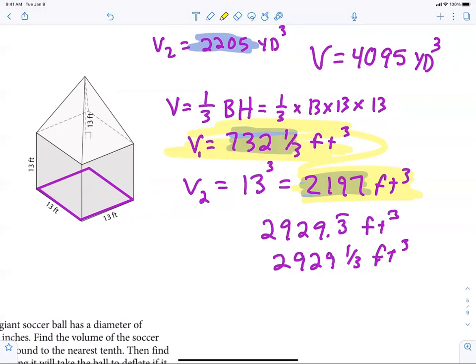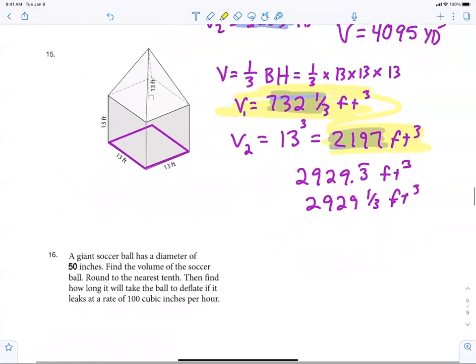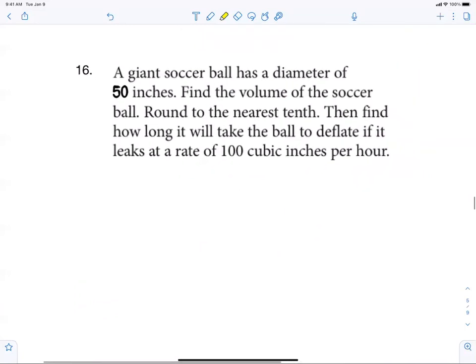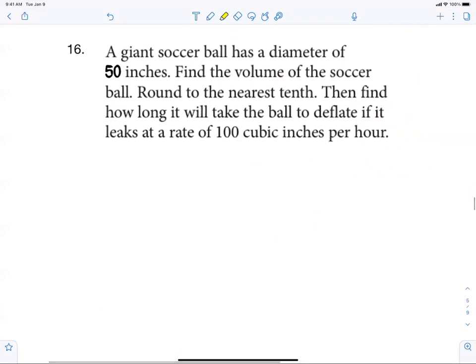All right, any issues? All right, now what I did was I just wrote out some word problems. Everybody take a look at 16. A giant soccer ball has a diameter of 50 inches. Find the volume of the soccer ball, round to the nearest 10. Then find out how long it will take the ball to deflate if it leaks at a rate of 100 cubic inches per hour.